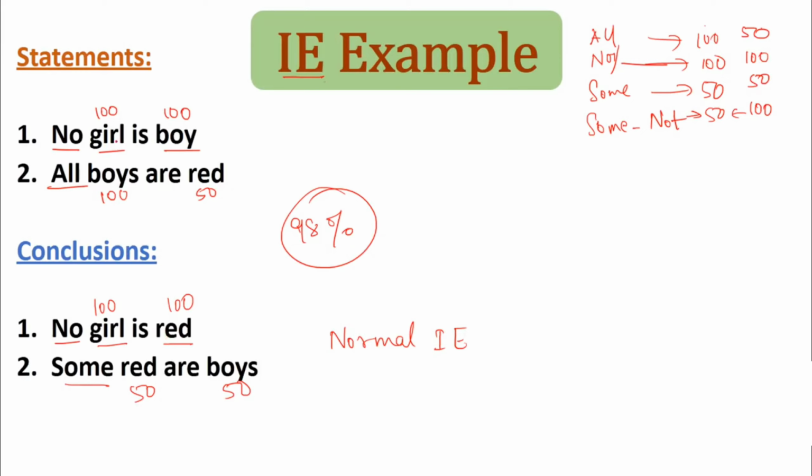Let us check out, is there a sentence? No. Girl is in sentence 1, red is in sentence 2. No problem. Find the common word between these two: boy and boy. Now what have we learnt? That at least one must have 100 rupees. This has 100 rupees, this has 100 rupees.